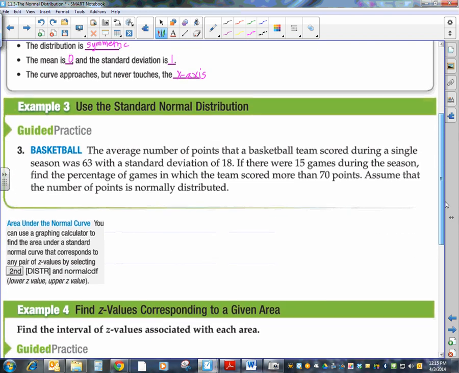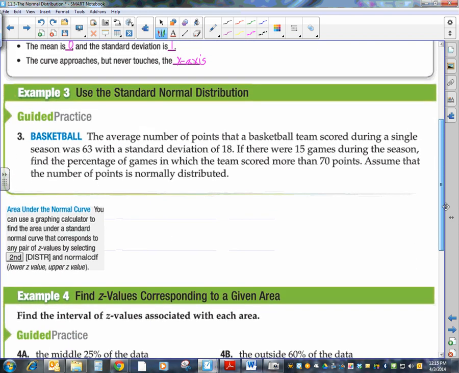Okay, so the average number of points that a basketball team scored during a single season was 63 with a standard deviation of 18. If there were 15 games during the season, find the percentage of games in which the team scored more than 70 points. So this time I am looking for a percentage, okay, in which the team scored more than 70 points. Assume the number of points is normally distributed.